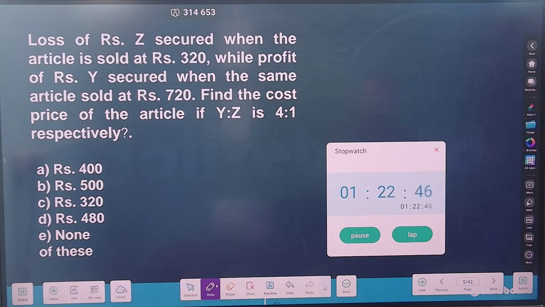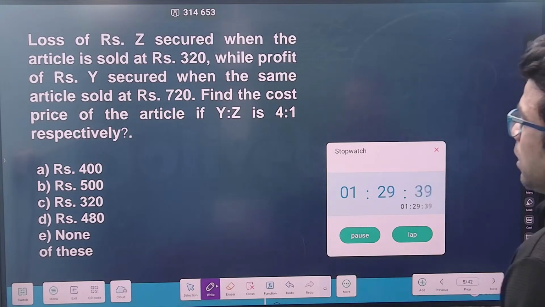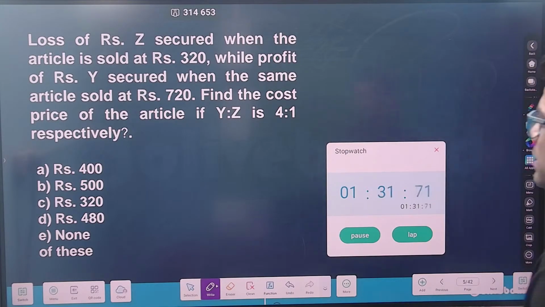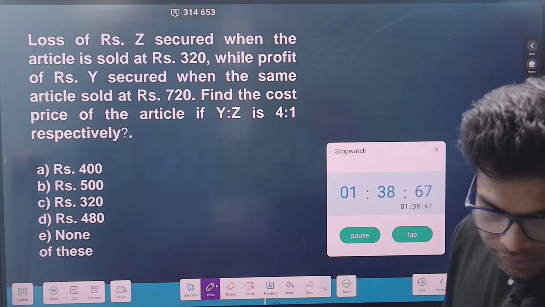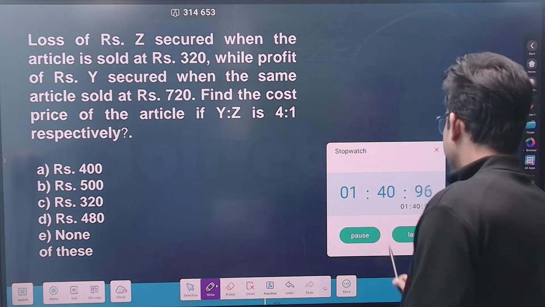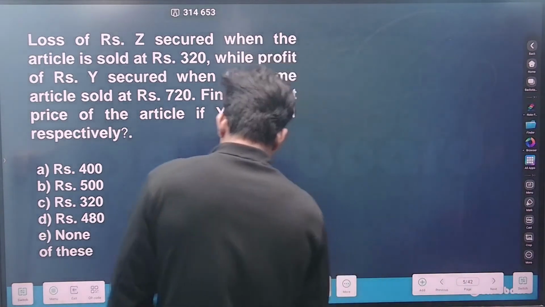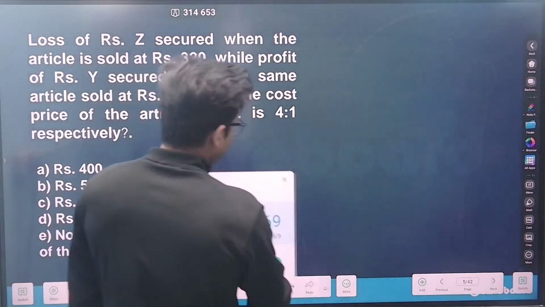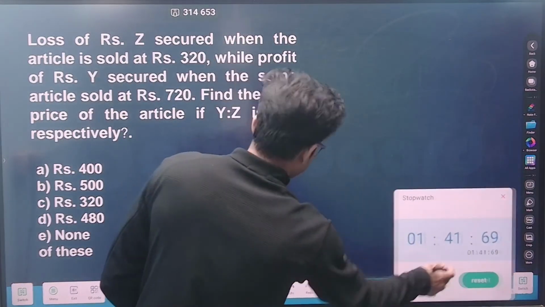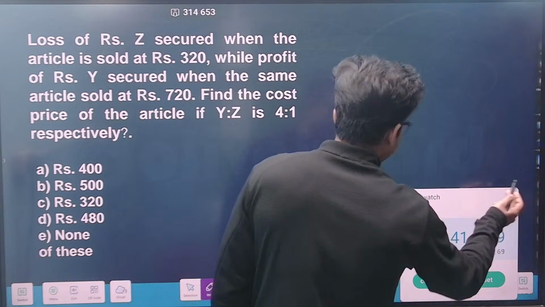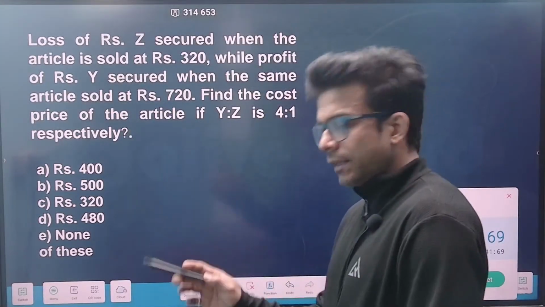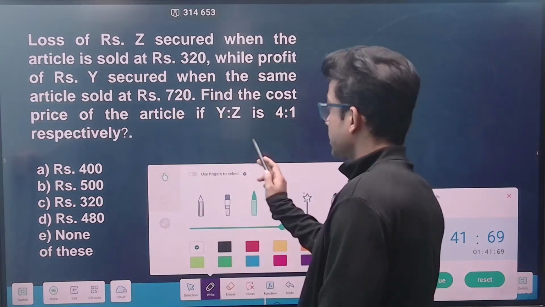Loss of Z is secured when the article is sold at rupees 320, while the profit of Y is secured when the same article is sold at 720. Find the cost price of the article if Y and Z are in the ratio 4:1 respectively. I'll give you 1 minute. If you're not solving it in 1 minute, I'll make you solve the question through my process. I hope you at least read the question. That is the point. Okay, let's now discuss.